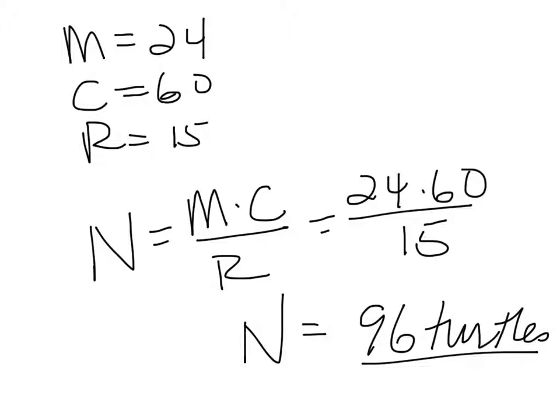Now, this isn't a perfect number, but it does give ecologists some relatively precise indication of how big that turtle population is. Now, if it's 97 or 98 or 95 or 94, well, that's true. It might not be exact, but it does give us a ballpark that we can use to work with.